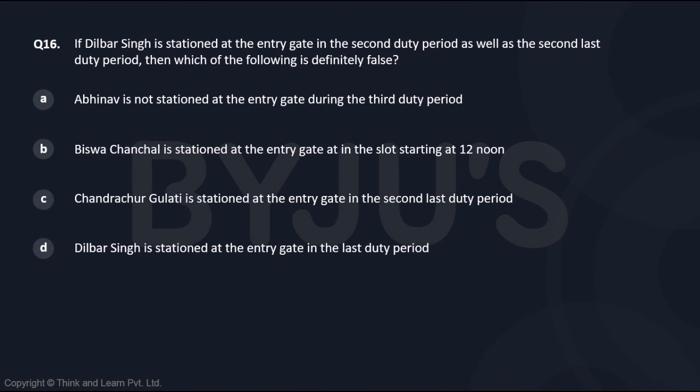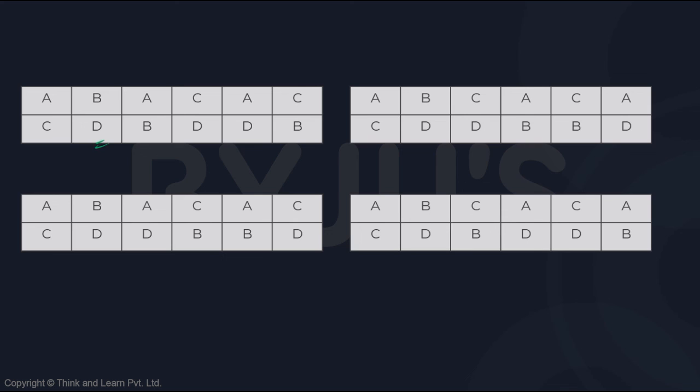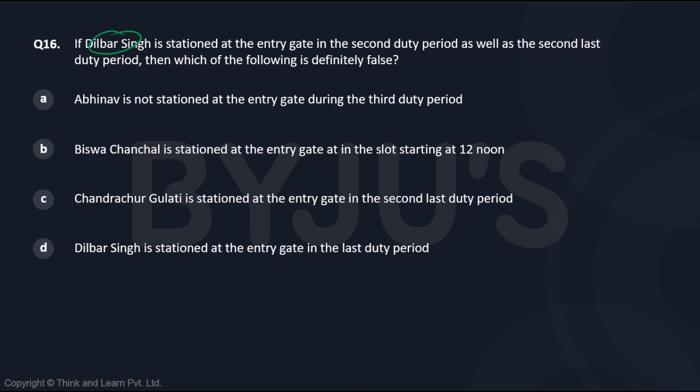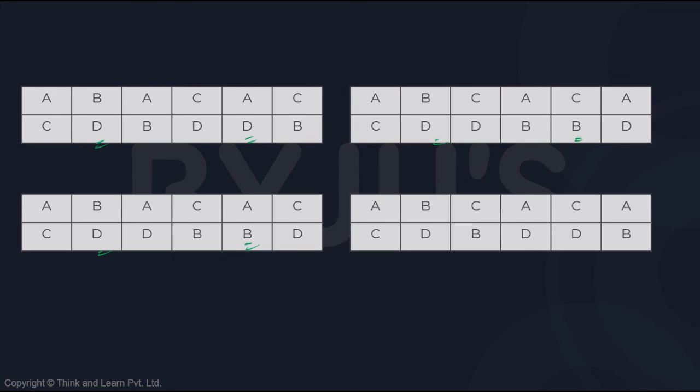Next, if DILR Singh is stationed at the entry gate in the second duty period, so D is in the second as well as in the second last. Then which of the following is definitely false? So D is there in the second and last second everywhere. We have already seen it. So this case is rejected. He's there in the second, he's not there in the last second. This is rejected. He's there in neither, anywhere. This is possible. So first and fourth cases are two possibilities.